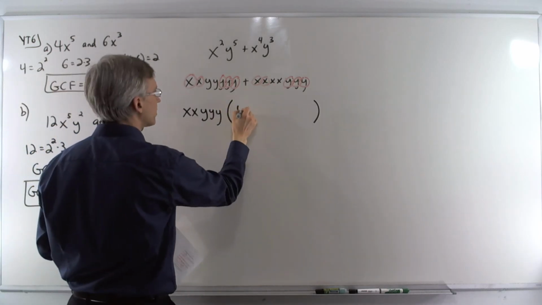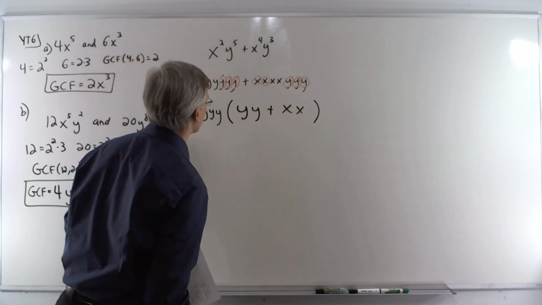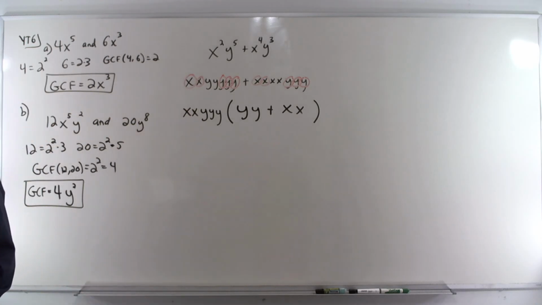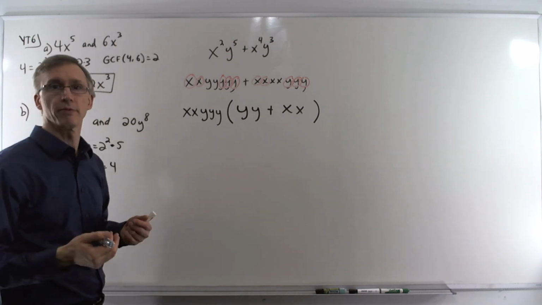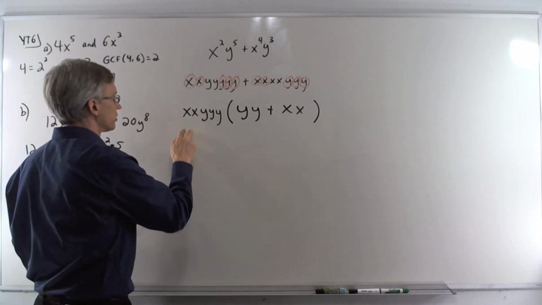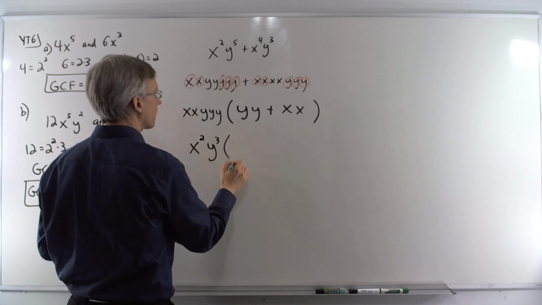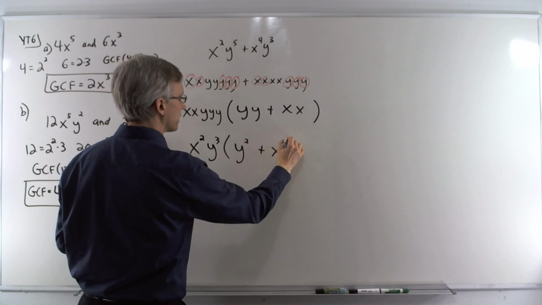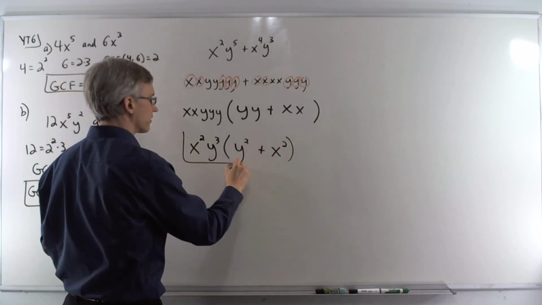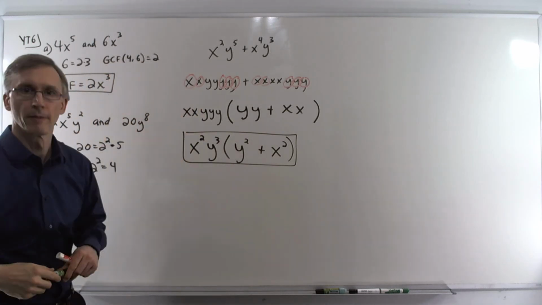So we've got a couple of y's here, plus a couple of x's here. So that's the expanded form. Now we can put it back in exponential form. We have 2 x's, so that's x squared. 3 y's, it's y to the 3rd. And inside here we got 2 y's, so that's y squared, plus 2 x's, and that's x squared. And now this is the factored form of the original polynomial.